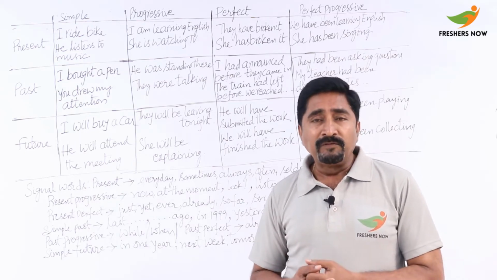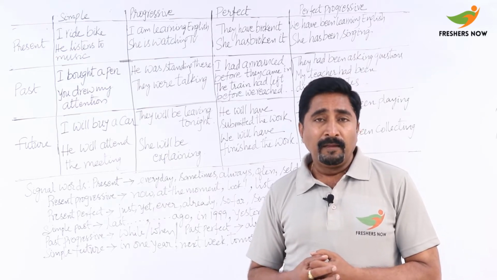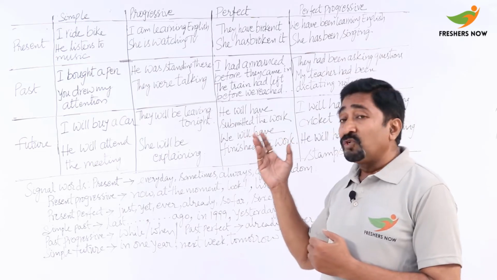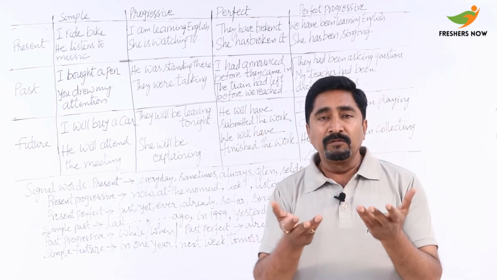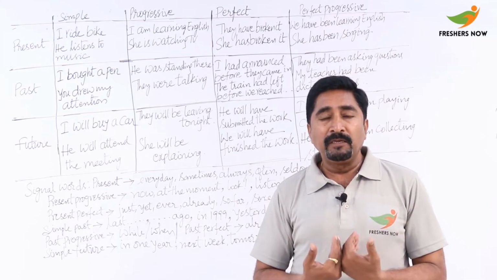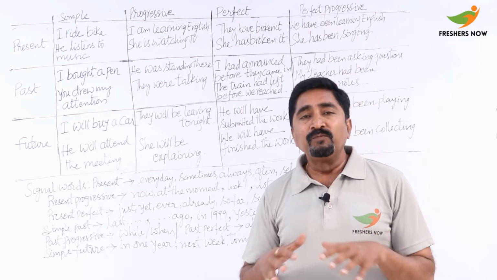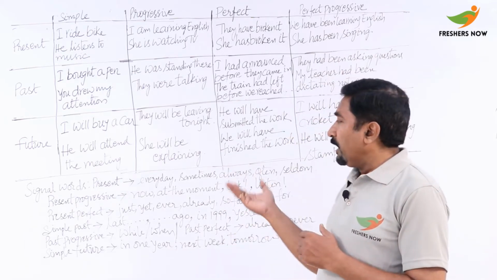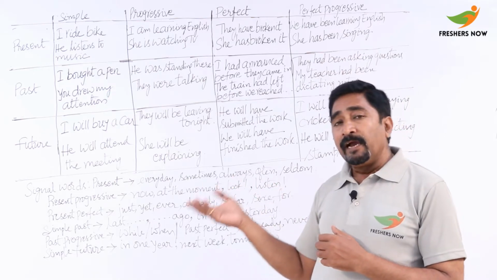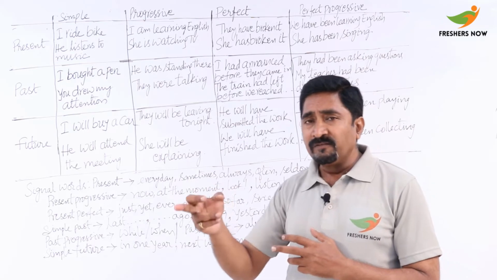Even these words are also said to be signal words. And see the next sentence. She is watching TV. A student is watching me on the screen right now. So that is what we say, present continuous tense, and we have the signal words like now, at the moment, hey look, hey listen.